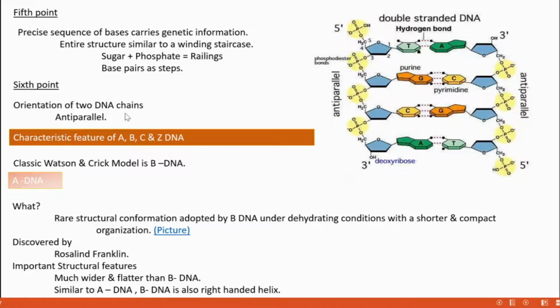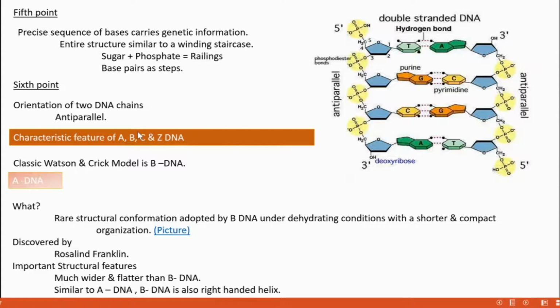So the orientation of the two DNA chains is anti-parallel. This is all about the Watson and Crick model of DNA. That's about B-DNA. So I'm not going to explain again in this portion, because the next portion is the structural features of A, B, C and Z DNA.